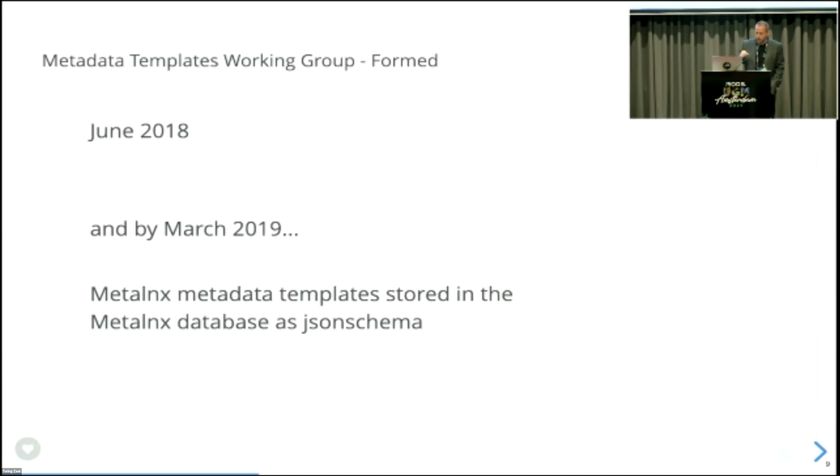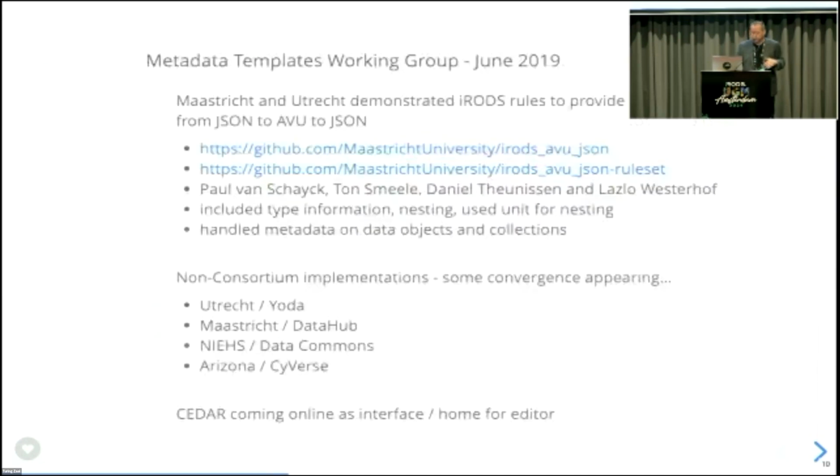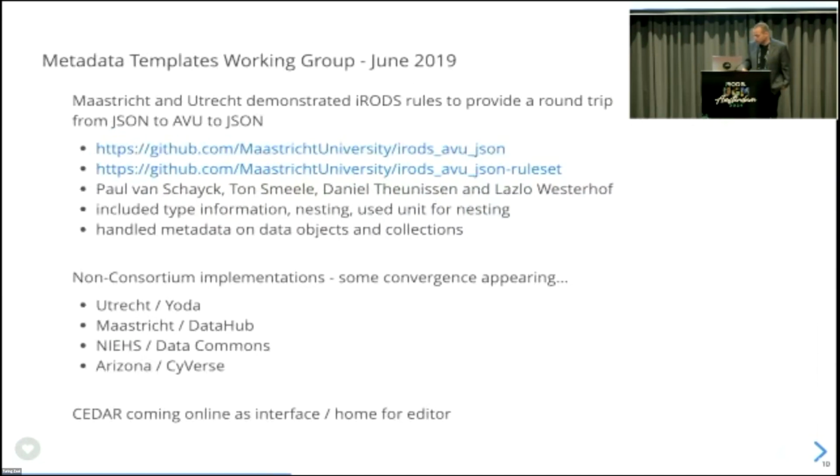So the Metalinks metadata templates were actually themselves stored in the Metalinks database. That seems weird. It's client specific. That's not good. We've got to pull that back. We're learning things, right? By mid 2019, Maastricht and Utrecht had shown the round trip that was talked about earlier this week as well. The JSON to AVU trick, right? To be able to lean into what we have with what they wanted.